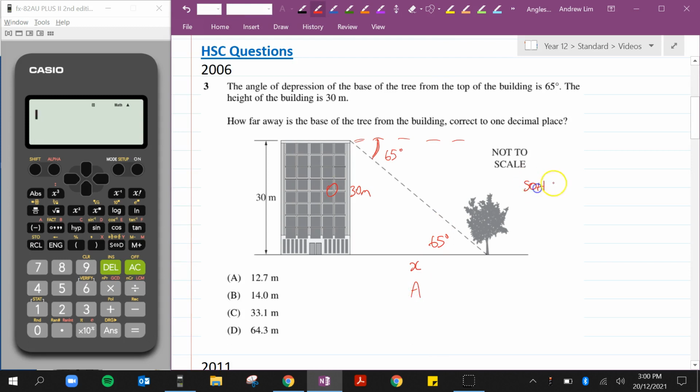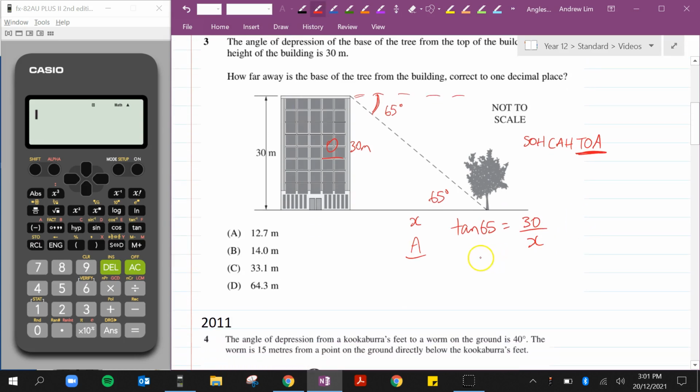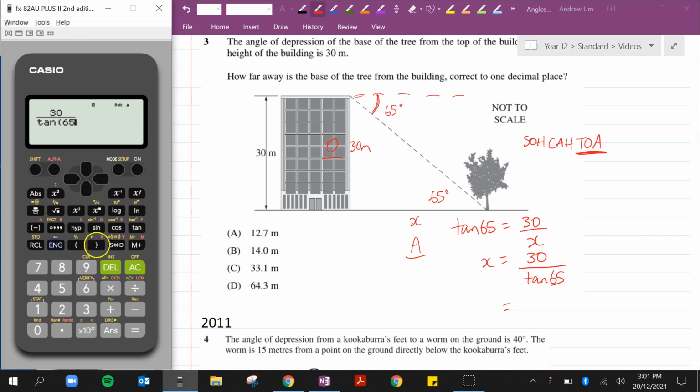So remember SOHCAHTOA, the only one with opposite and adjacent, O and A, is T, which is tan. So we get tan of the angle is equal to opposite over adjacent. Whenever x is in the denominator, we can swap them. So I'm going to swap these two together. We get 30 over tan 65, and we can put that in our calculator. 13.99. So the answer is B.